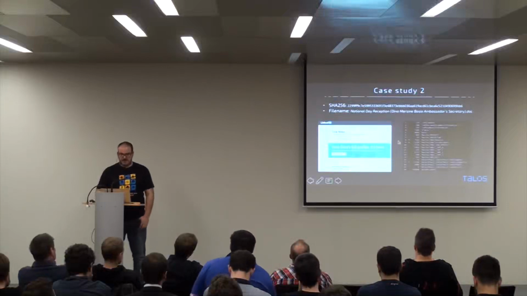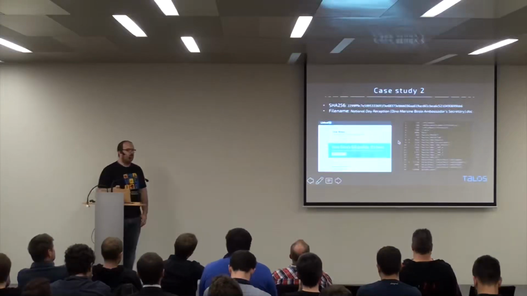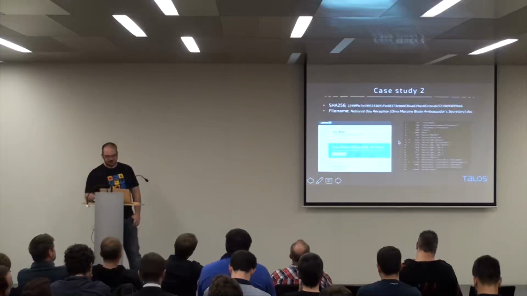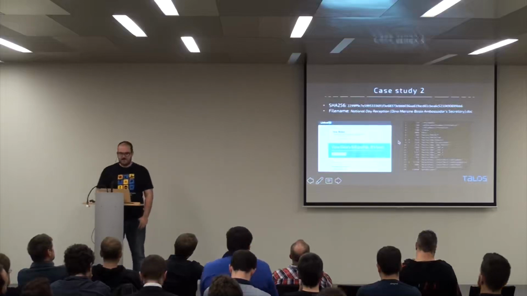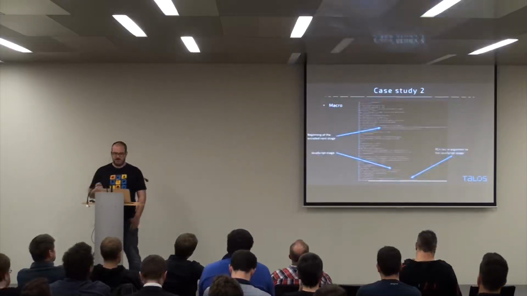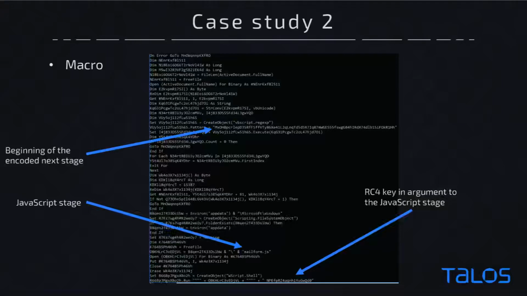In this case, it's another office document, and they don't use a Flash object or this kind of thing. They simply use, it's a little bit hard to see, a macro. It's not very important. This one was, in fact, a macro document that used several obfuscations to create a JavaScript document and execute it.